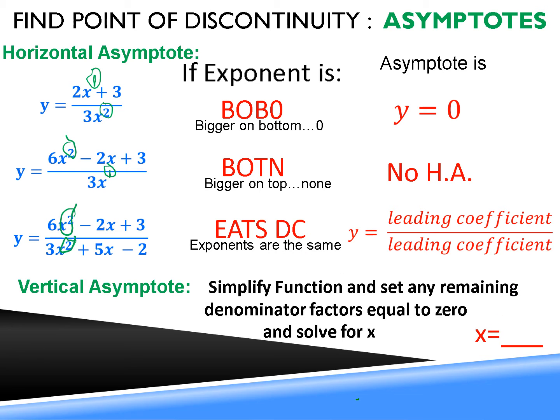And then just to remind you, for the vertical asymptote, you are going to simplify the functions on top and bottom. That means you will factor them and cross out any common factors. Then you will set any remaining denominator factors equal to 0 and solve for x. So before you look at vertical asymptotes, you need to make sure your function is simplified as much as possible, and then set any remaining denominators equal to 0.